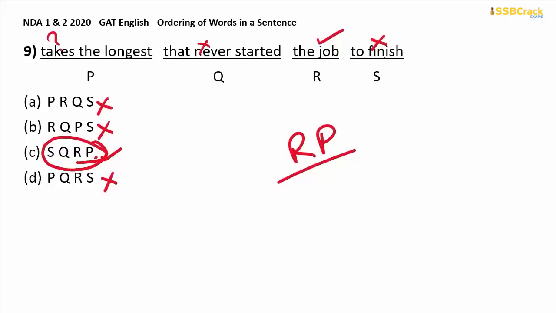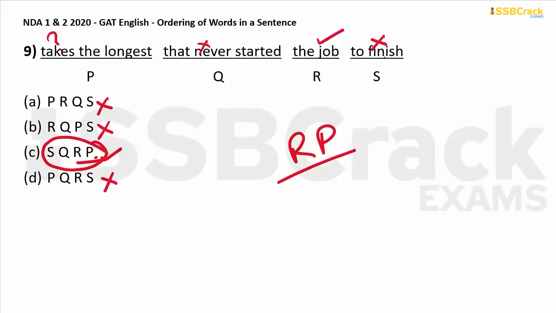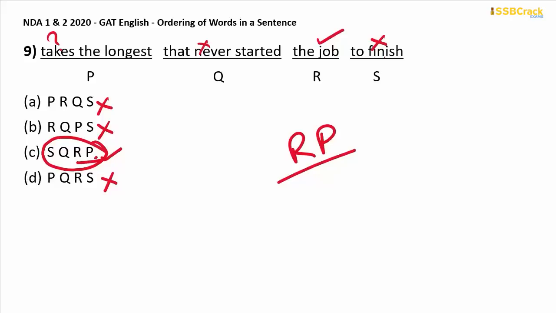SQRP: to finish, that never started, the job takes the longest. Okay, now this is sounding quite odd, right? So obviously this is not sounding like a complete sentence. That's why I told you that when you are finding out the combination, it is important that you apply the entire combination, and try to trust your ears while you're reading the sentence according to the combination. It is not sounding correct.